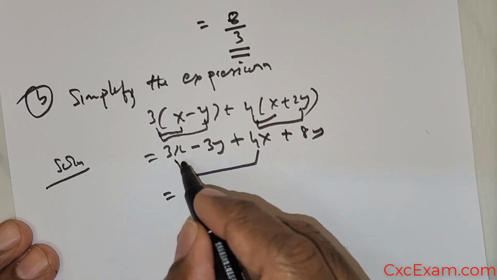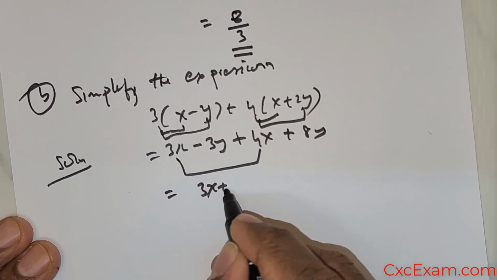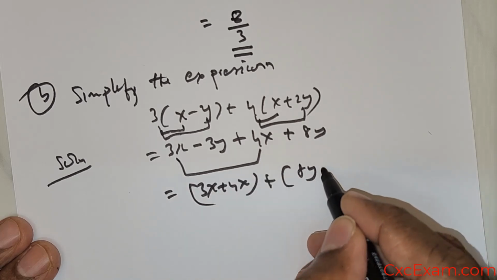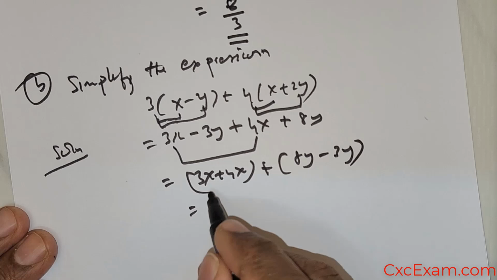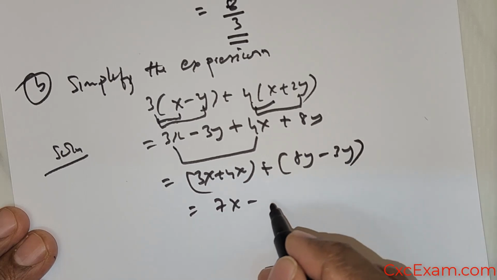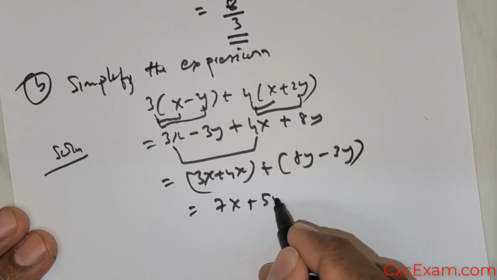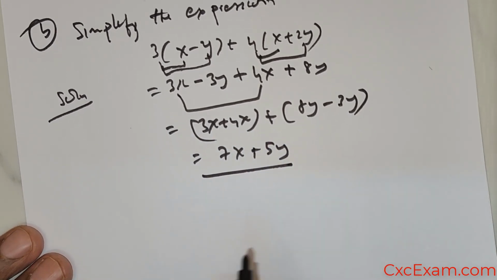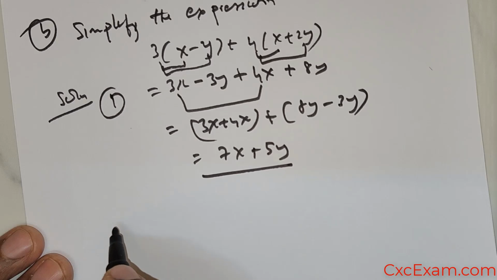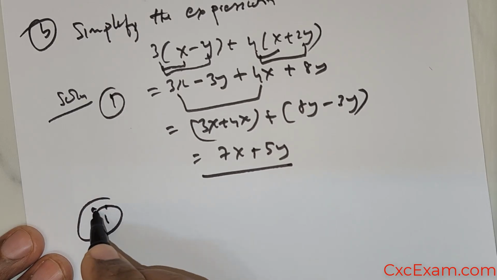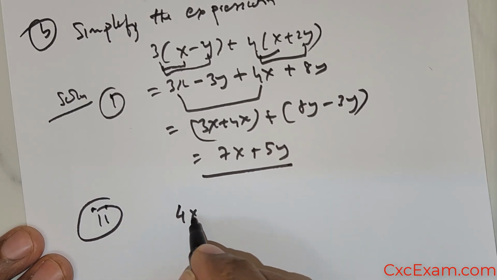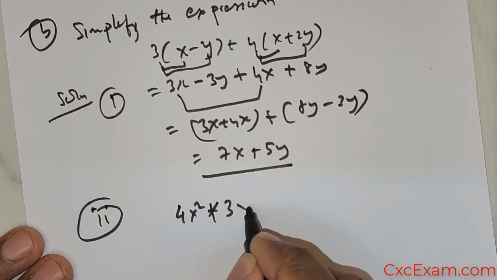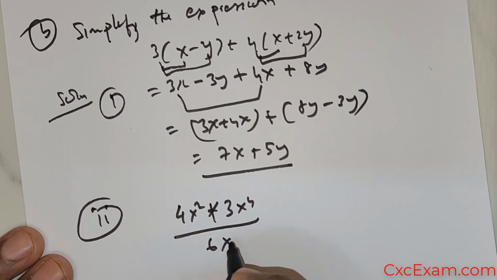Add x to x, 3x added with 4x, and then 8y added with -3y. This will give you 7x. This would give you 5y. So this is a solution for this question. Now this is part 1. Now part 2, we have 4x squared multiplied with 3x to the power of 4 divided by 6x cubed.